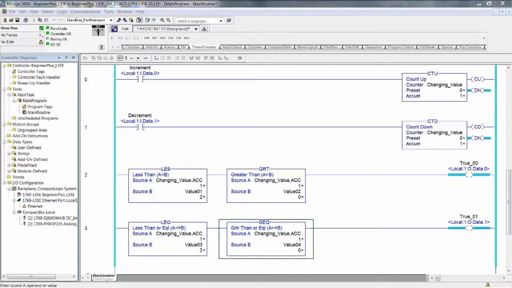Plot the values on the number lines, less than or equal on top and greater than or equal on the bottom. Remember that we've got the exact same values in our two instructions. Value 1 is 2, value 3 is 2, value 2 is 0, value 4 is 0. So we're comparing this pair to this pair, and we're using these indicators to indicate whether the rungs are true or false. So I had you plot the numbers on the number lines, less than or equal to on top, greater than or equal to on the bottom.